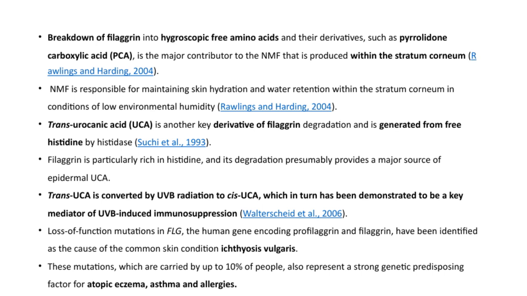Now, shifting gears a bit, mutations in the gene FLG, which encodes profilaggrin and filaggrin, have significant implications. These loss-of-function mutations are a common cause of ichthyosis vulgaris, a condition characterized by dry, scaly skin. What's more, these mutations are quite prevalent. They're carried by up to 10% of people, and they also increase the risk for atopic eczema, asthma, and allergies. So, understanding filaggrin's role helps us see why genetic factors can predispose individuals to various skin and allergic conditions.